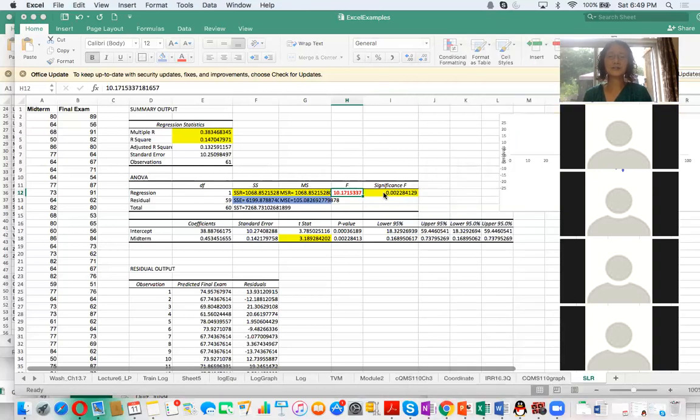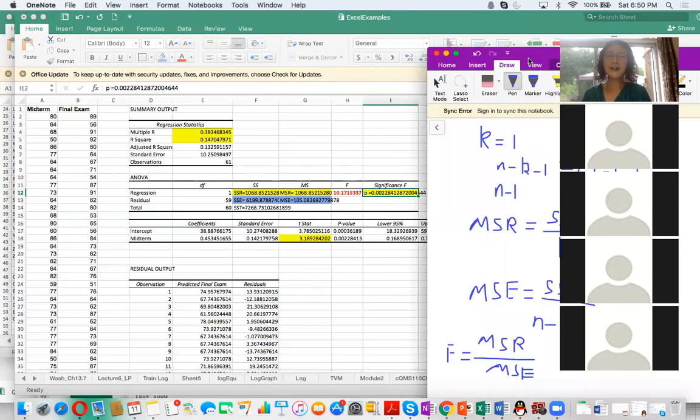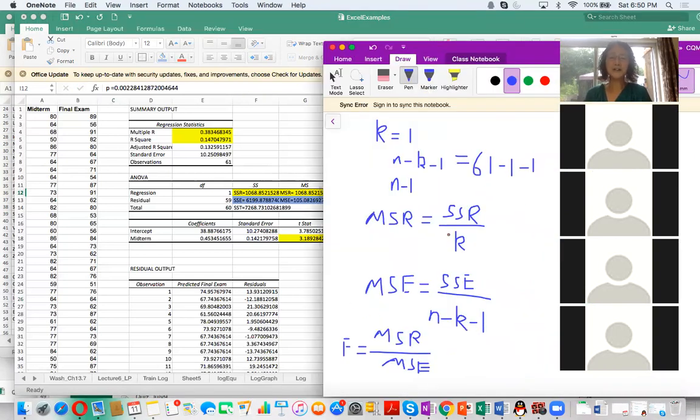And I already explained this one. This significant F is just the p-value. Any questions so far? Again, this table is extremely important. Make sure you understand all the numbers and the relationships among this table I listed here.